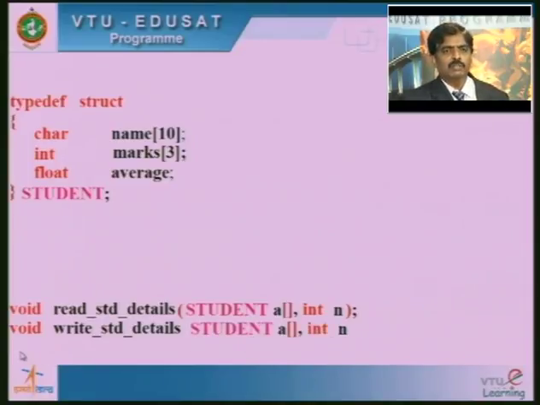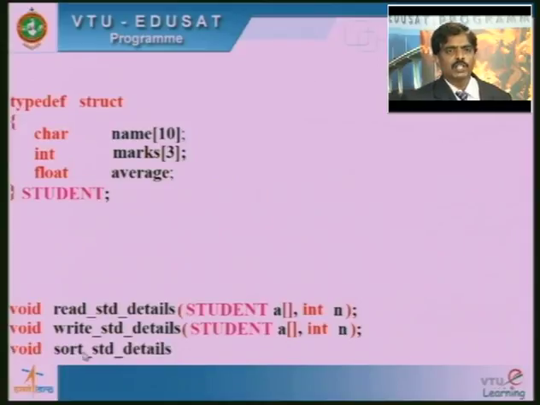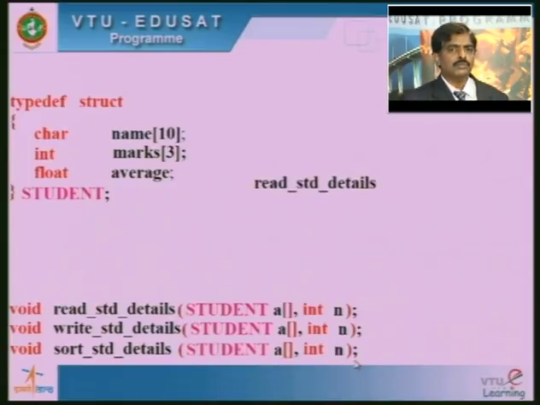Integer. And let me write the final function, void sort student details, and here again we say A is an array of students and n is of type integer. Now let us call the function, let us write the function main. I write student details. So parameters are a and n.